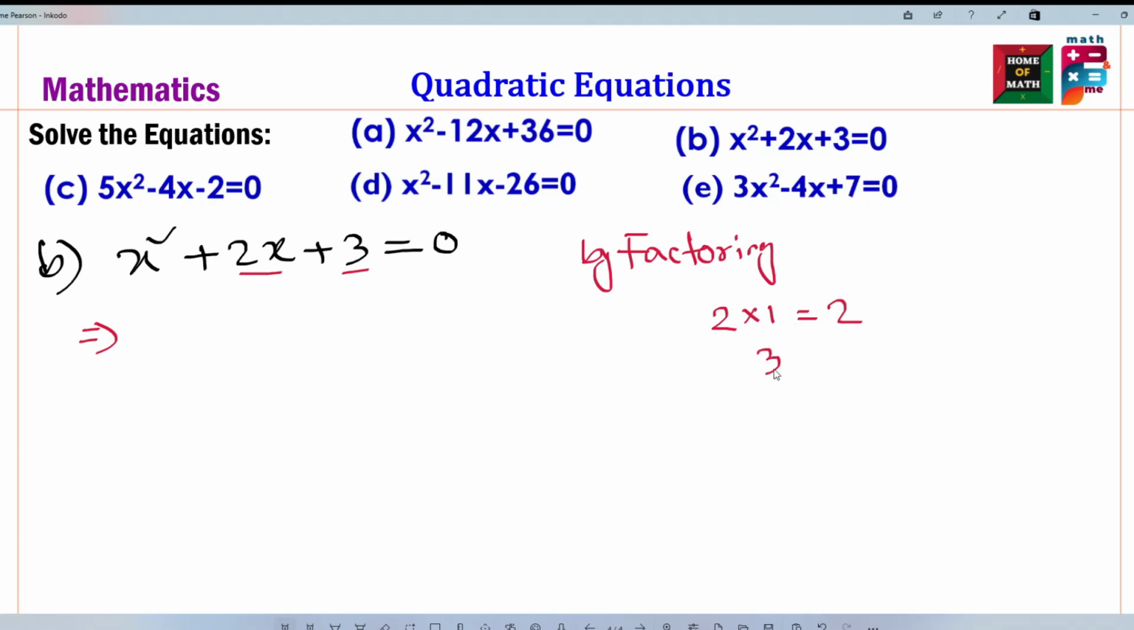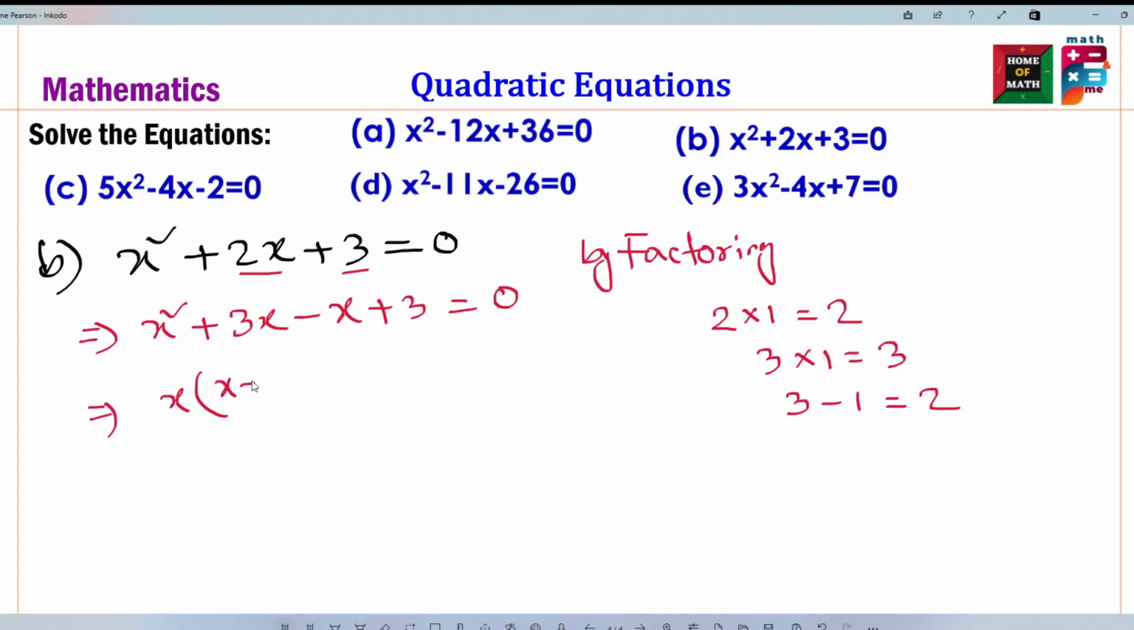In the meantime, 3 into 1 equals 3, and 3 minus 1 equals 2. If we try this one, x square plus 3x minus 1 minus 1x, minus 1 means minus x, plus 3 equals 0. Look, it's not possible because here is x into x plus 3, but here we take common minus 1, here is x minus 3.